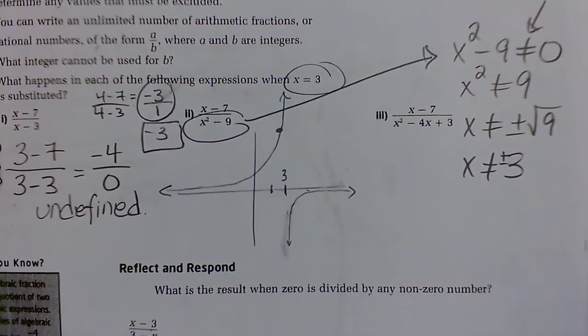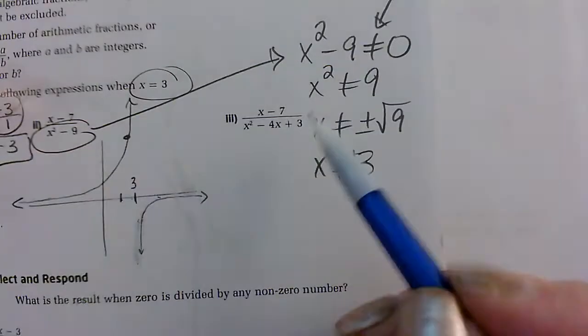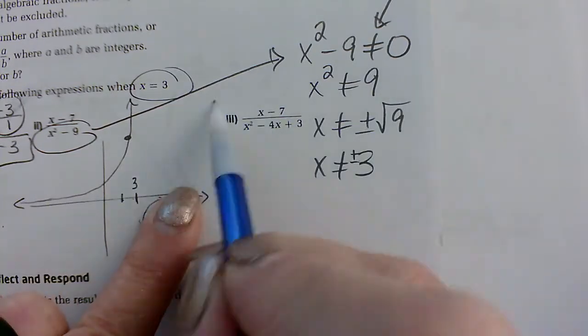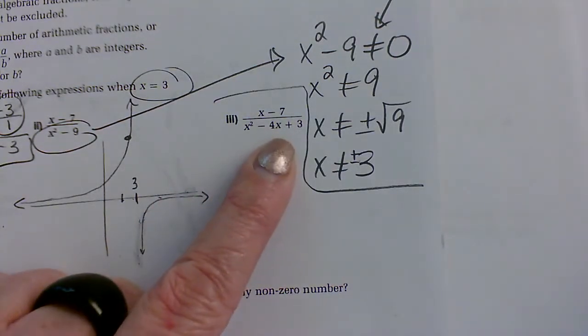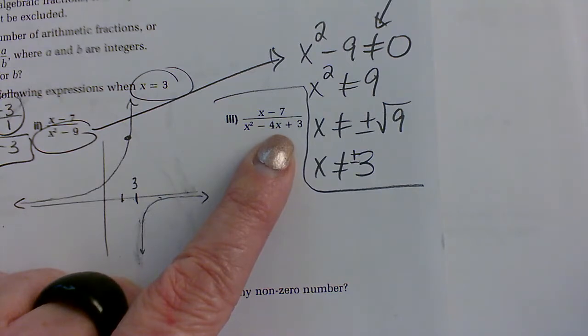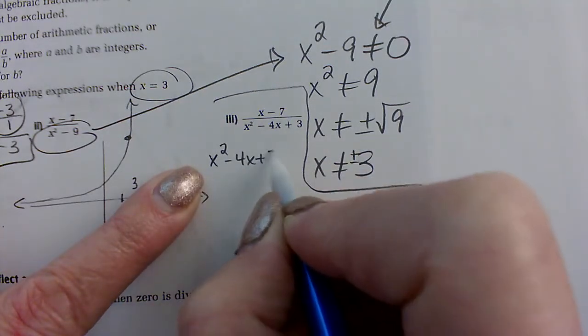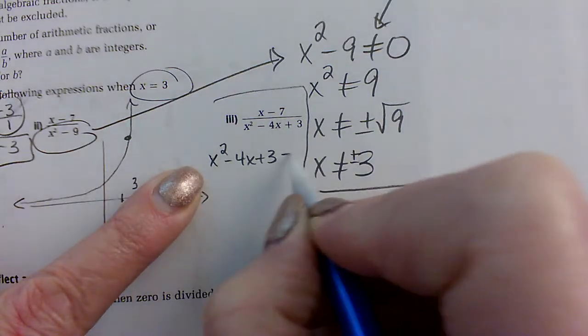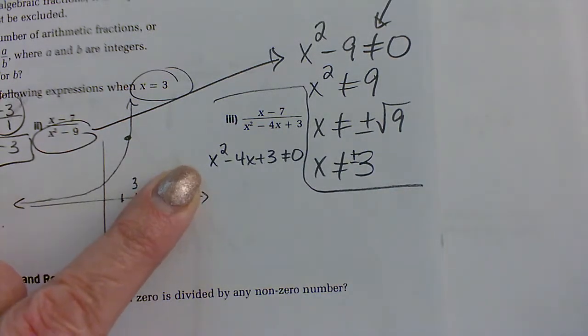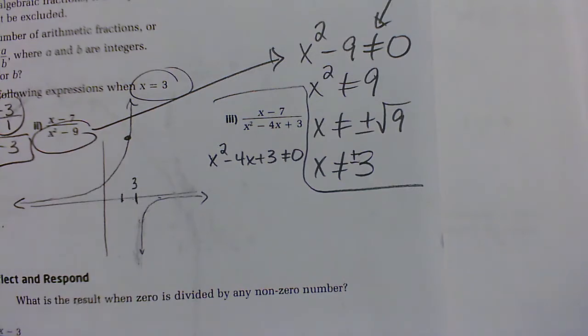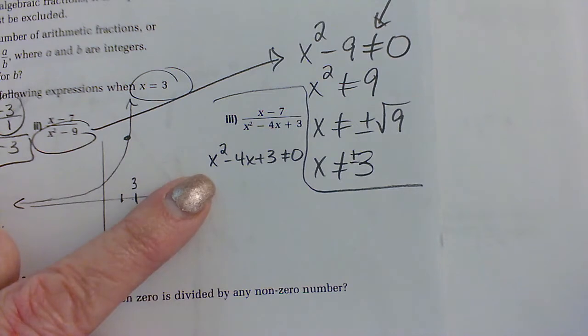So let's look at this way, right here. Where would this guy be undefined? What do I have in the bottom? I have a trinomial. If I knew what the factors were, I'd be able to solve for it. So let me take the x squared minus 4x plus 3. I'm going to set it not equal to 0 because I want to know exactly where I'm going to get those lines. Where is this graph undefined? How do I factor this thing?